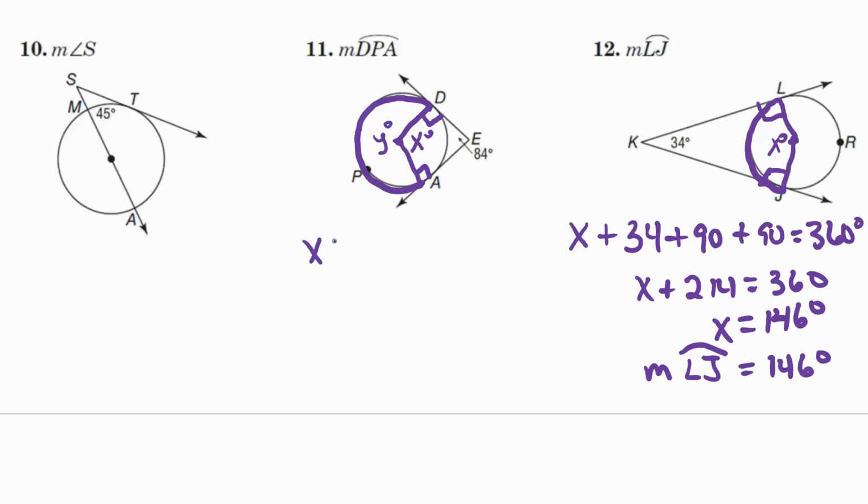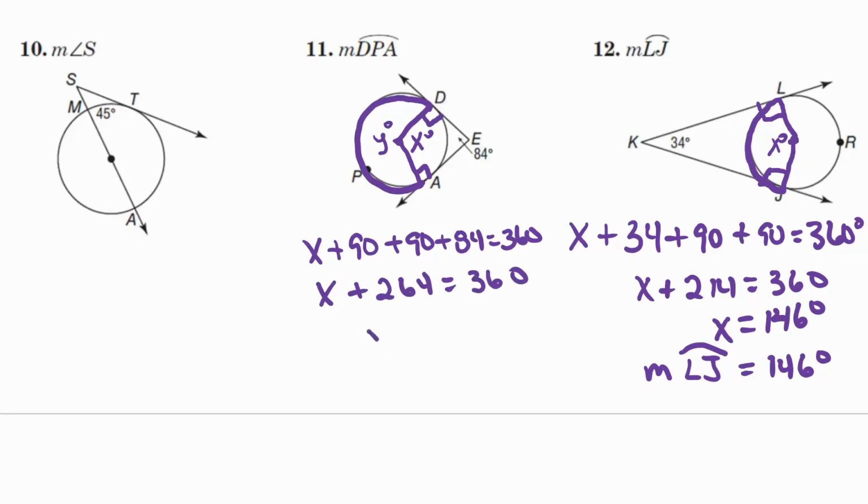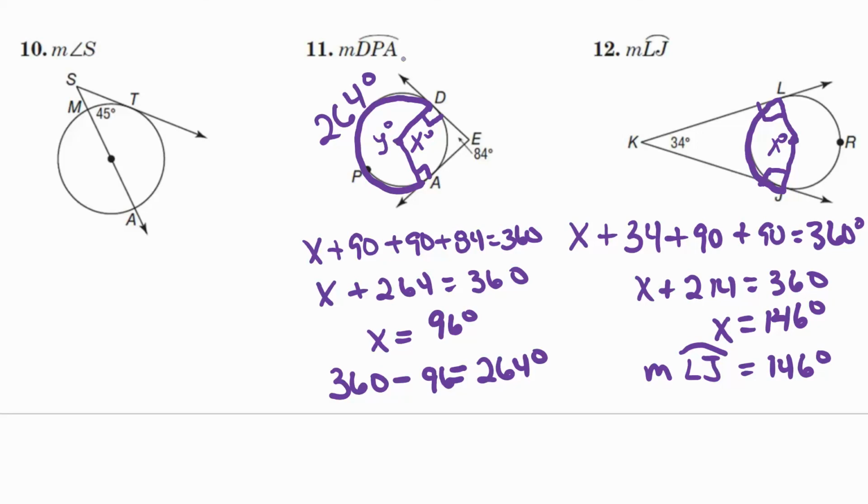So I know that X plus 90 plus 90 plus 84 equals 360. So X plus 264 equals 360. X equals 96 degrees. That gives me the measure of arc DA, but I need the measure of arc DPA. So 360 minus 96 gives us 264 degrees. And that concludes 10-6.